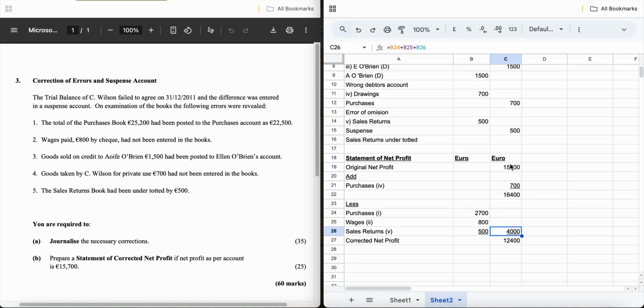Add the 3 of those up. So basically we're getting our original net profit, we're adding on 700, and we're taking away these 3, and we're getting a corrected profit of 12.4.